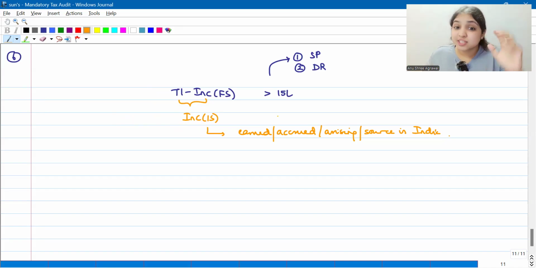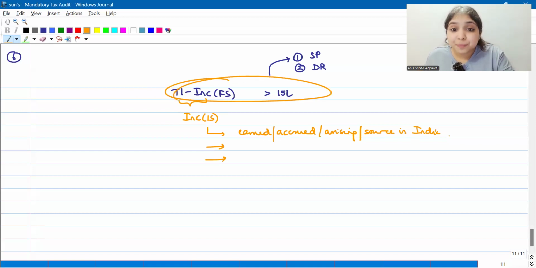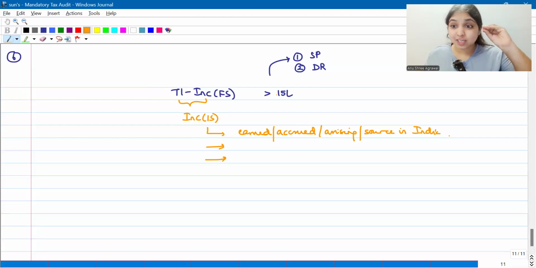Income from Indian source generally means this income which is earned in India. But for the purpose of this calculation, what did I say? Just for the purpose of this calculation alone, income from Indian source will include 3 things. I'll repeat one last time. Generally, income from Indian source is only an income which is earned in India. But for the purpose of this 15 lakh calculation alone, income from Indian source will include 3 things. Only for the purpose of this calculation.